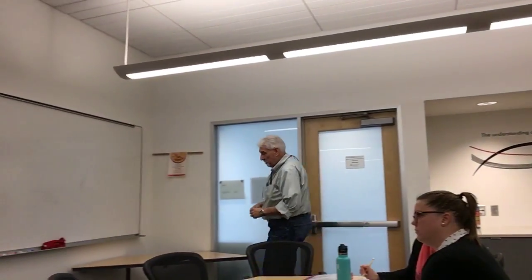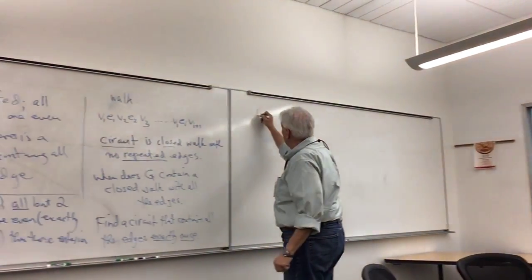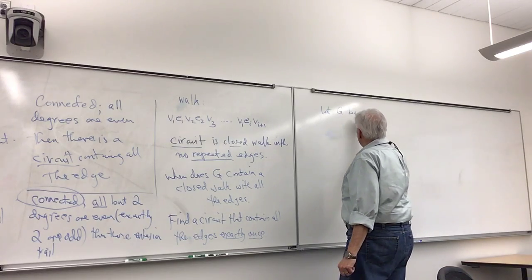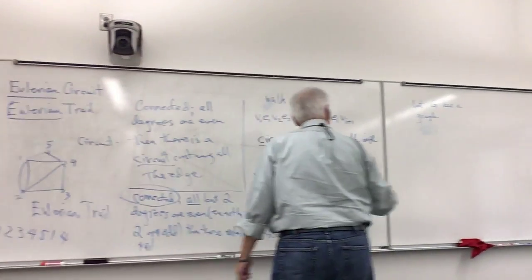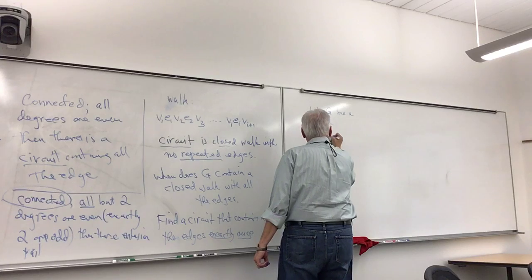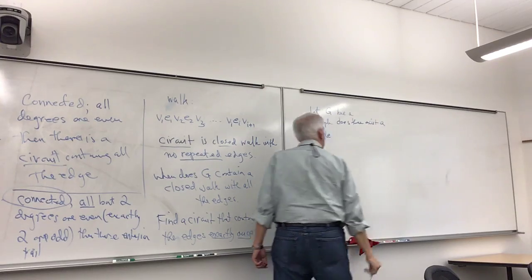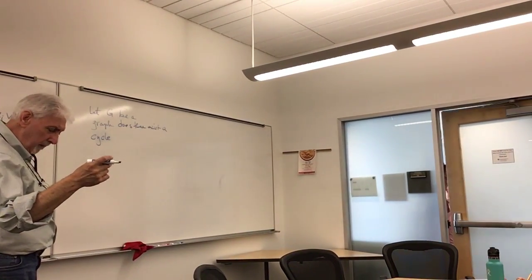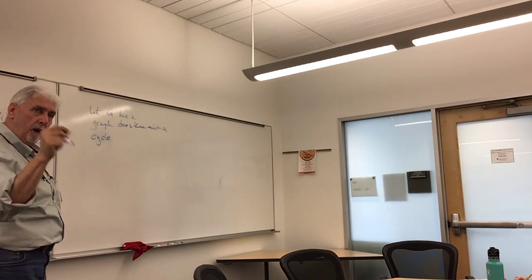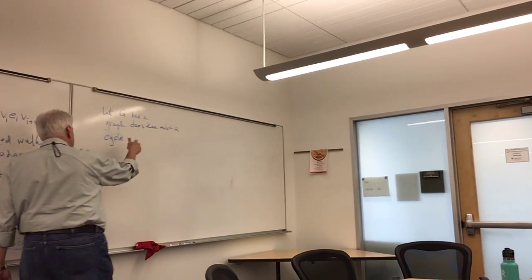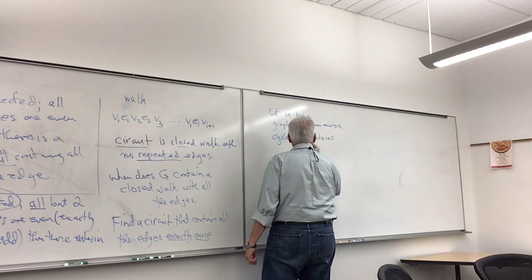So let me change it. Take a graph G. We'll put some conditions on it, or we won't. I want to find a cycle. Does there exist a cycle? What's a cycle? A closed path, so no vertices are repeated, no edges are repeated. So there exists a cycle which contains all the vertices.